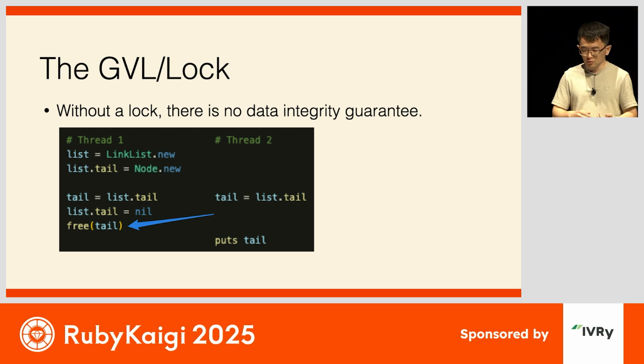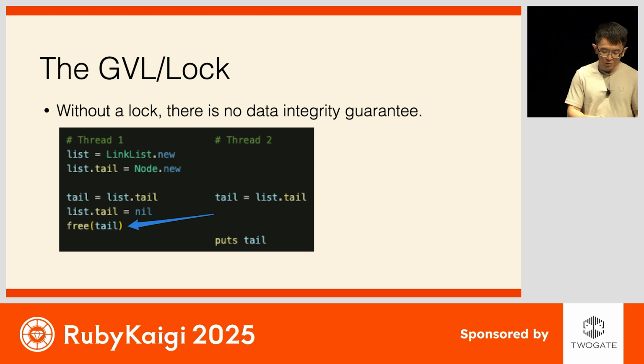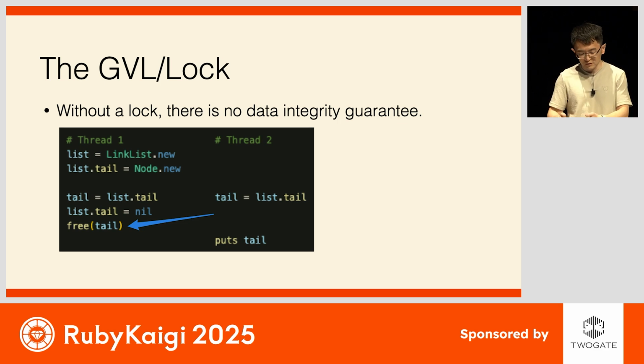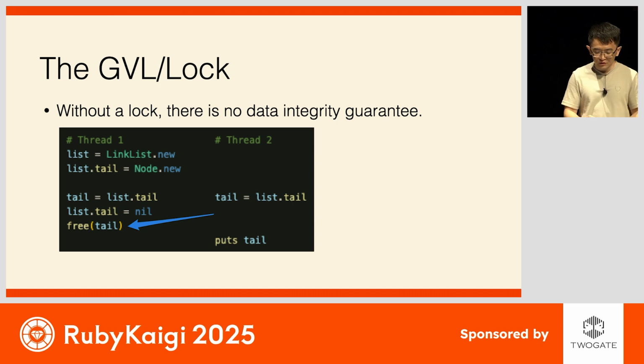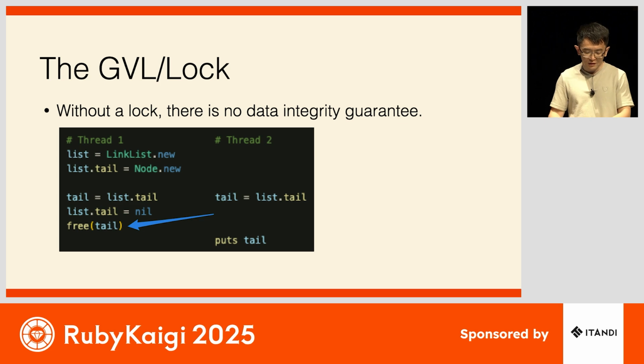To answer this, we need to check the duty of the GVL or a lock. Here is an example. There are two threads. Both of them share the same object, an instance of a linked list. Thread 1 wants to free the last element of the linked list, and thread 2 at the same time wants to read it. Unfortunately, thread 2 first holds the tail element's address. After that, thread 1 frees that element. Then thread 2 wants to read it. As the element has already been freed, it will cause a segmentation fault.